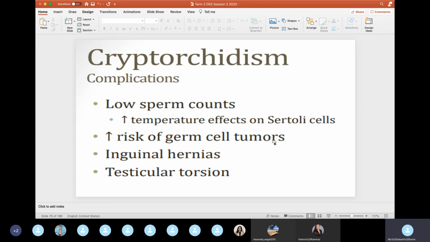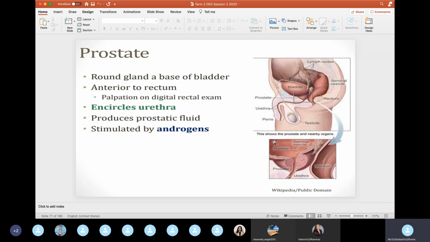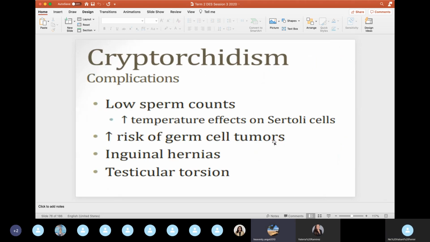Okay, so you're gonna learn this in term 4. You're actually gonna cut both of them because of risk of germ cell tumors. You have an increased risk. So if you cannot correct it surgically, you cannot pull it down to the scrotum, then you need to cut them both. What if it's only one that's undescended? Then you just cut one, right? Because of the risk of germ cell tumor, you actually have to cut them both.